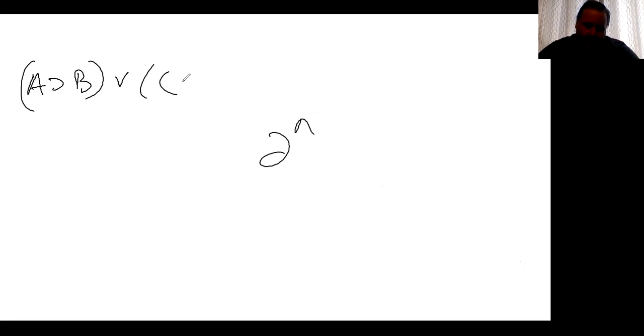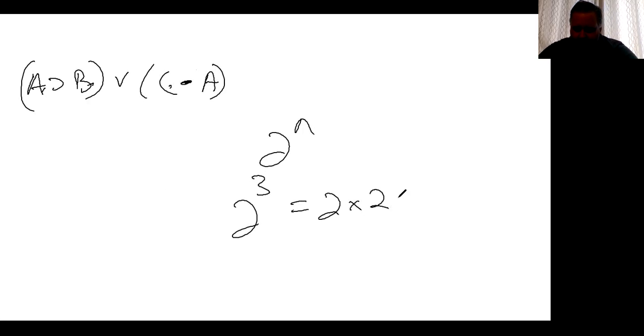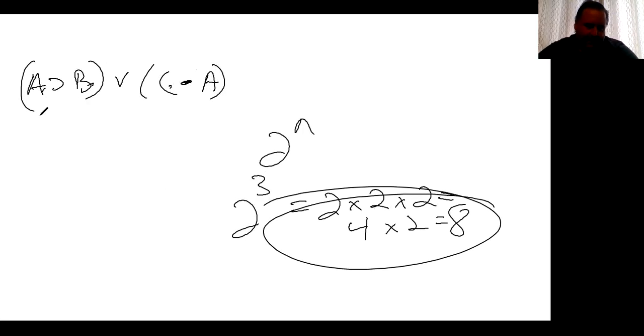So I said we have 2 to the power of n, but suppose you had a statement like A horseshoe B, parentheses, wedge C, dot A. In this case, how many letters are there? You go 1, 2, 3, but the last A is the same as before, so we don't add that again. We have 3 unique letters. So we go 2 to the power of 3, which equals 2 times 2 times 2, which is 4 times 2, which is 8. So we need 8 lines.